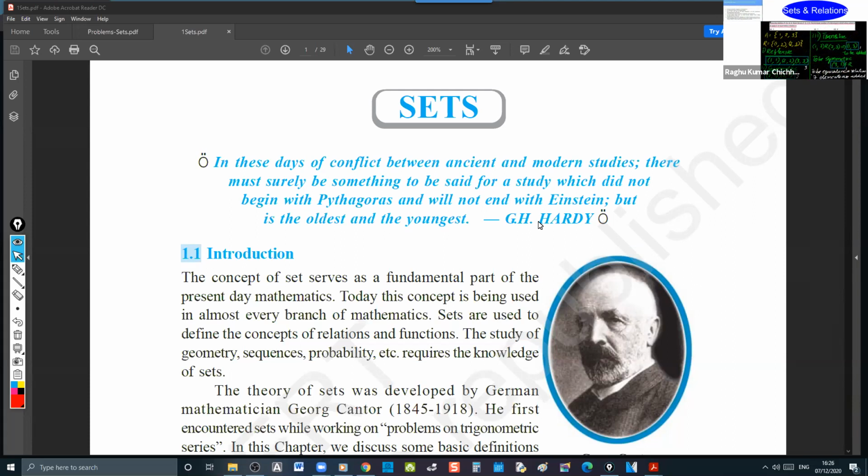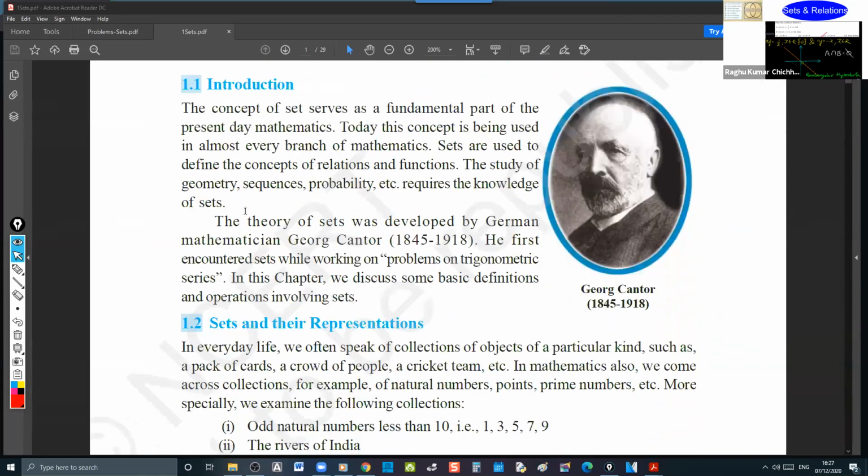Understand that. So if a definition, or whatever the statement is given, it should be mathematically valid, then only it forms a set. So that is the basic definition of set.